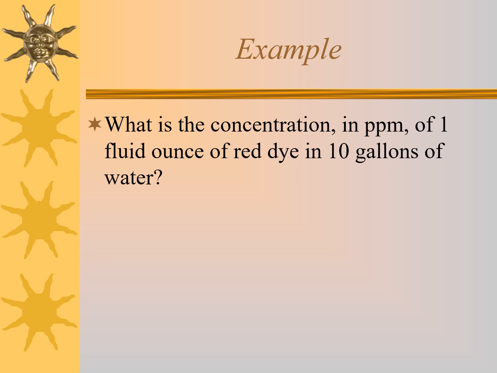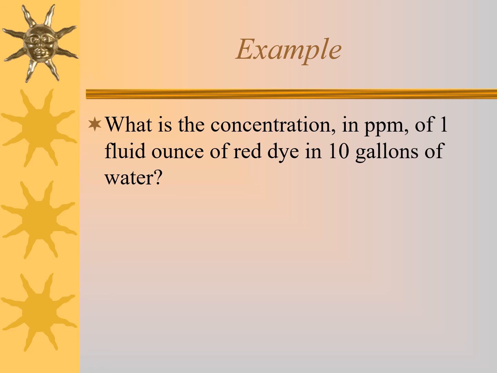To get a better feel for what parts per million actually is, let's run through a simple example using red dye, and you could kind of think of the red dye as just being red food coloring. So what is the concentration, or what would be the concentration in parts per million of 1 fluid ounce of red dye added to 10 gallons of water?